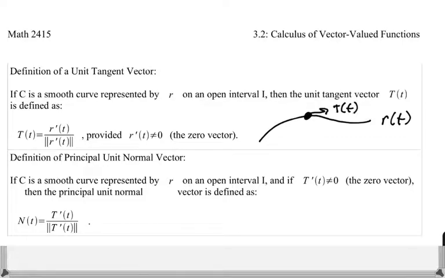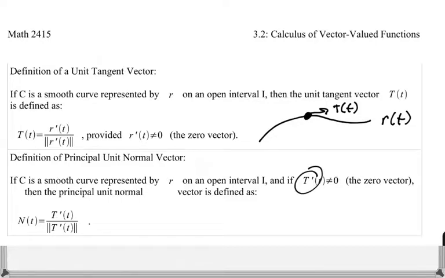Now the definition of a principal unit normal vector. If C is a smooth curve represented by the vector valued function r on an open interval I, and if the unit tangent vector is not 0. Well, actually, it's the derivative of the unit tangent vector is not 0.